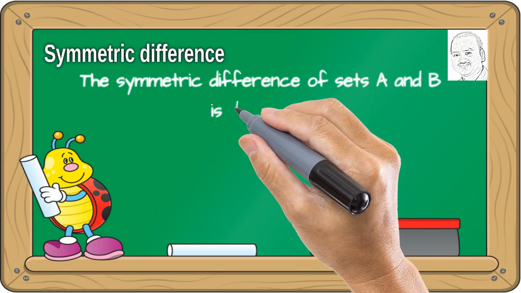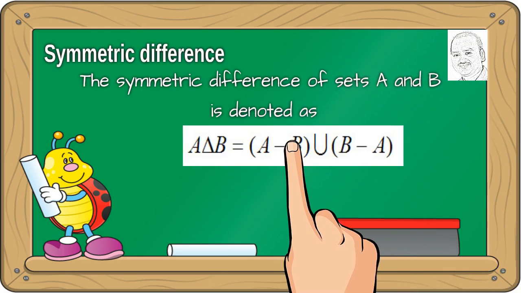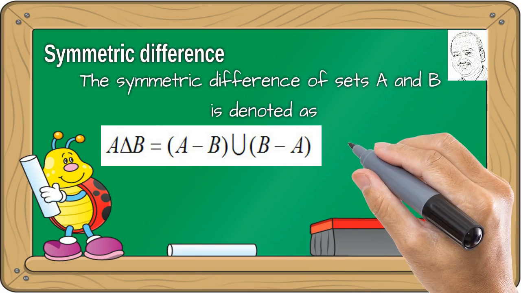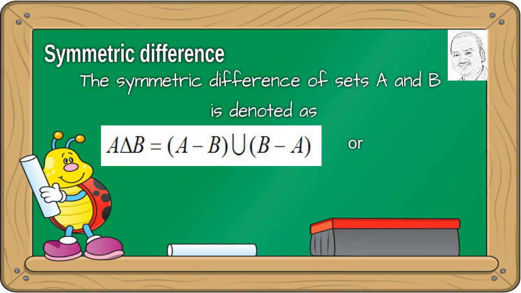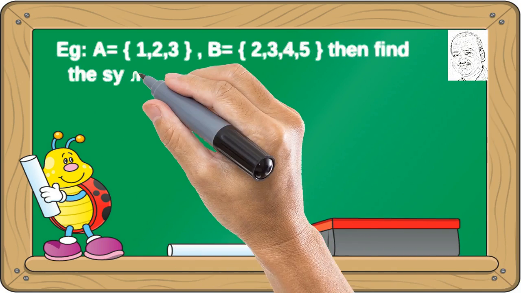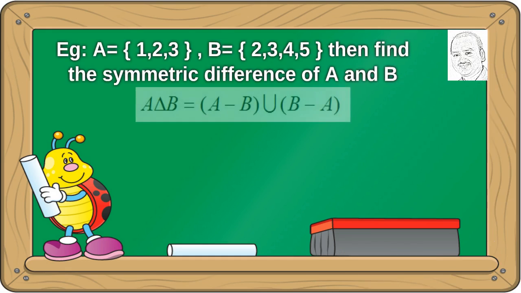Symmetric difference. The symmetric difference of sets A and B is denoted as A delta B, which is equal to A minus B union B minus A, or A delta B is equal to A union B minus A intersection B. Example, A is equal to {1, 2, 3}, B is equal to {2, 3, 4, 5}. Then find the symmetric difference of A and B.